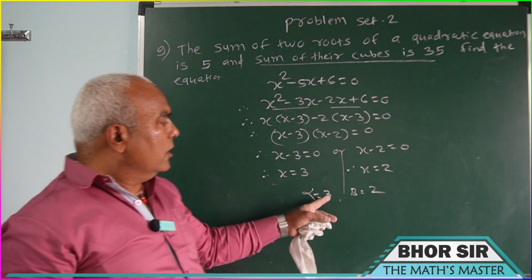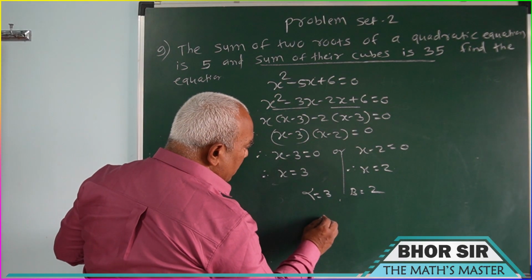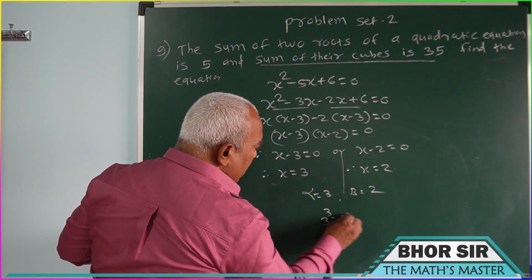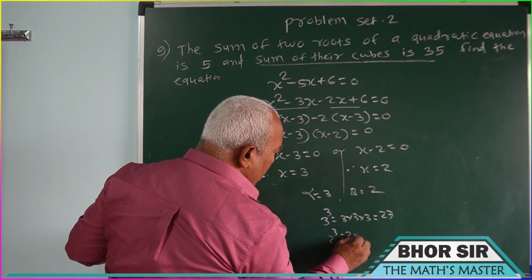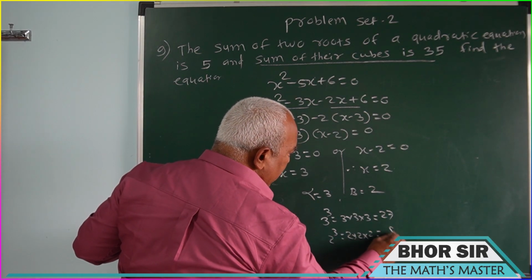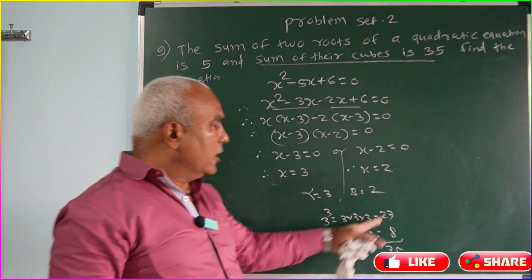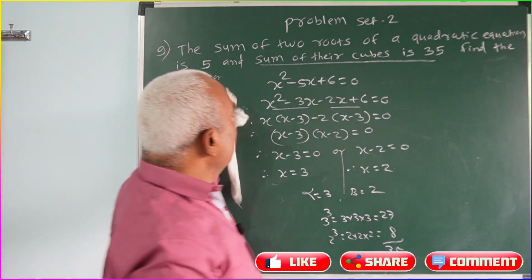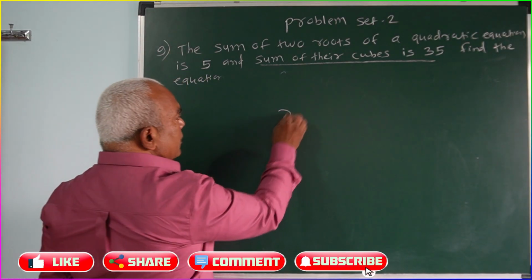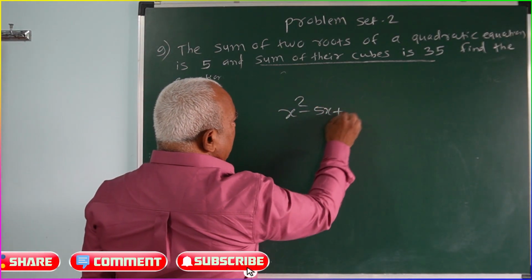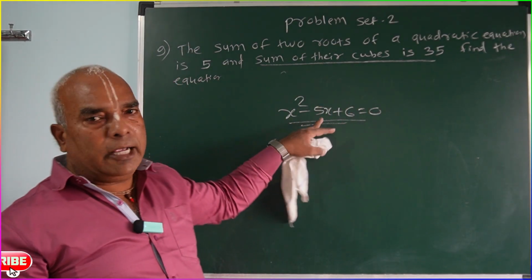Now check: the sum of the roots is 5, and the sum of the cubes: 3 cube is 3 into 3 into 3, which is 27, and 2 cube is 2 into 2 into 2, which is 8. Adding these, 35 comes. Therefore, the sum of their cubes is 35, and the roots are 3 and 2. And the final answer is x square minus 5x plus 6 is equal to 0. This is the required equation. They want this as the final answer.